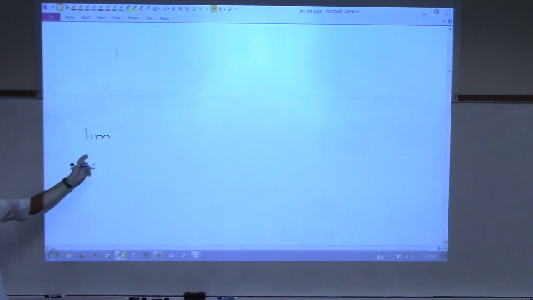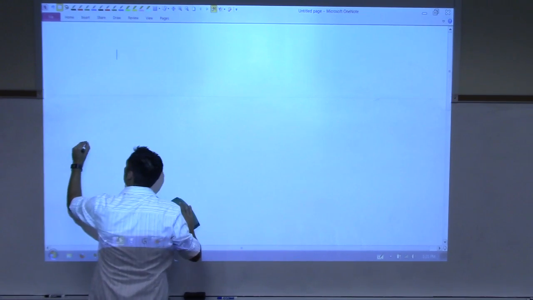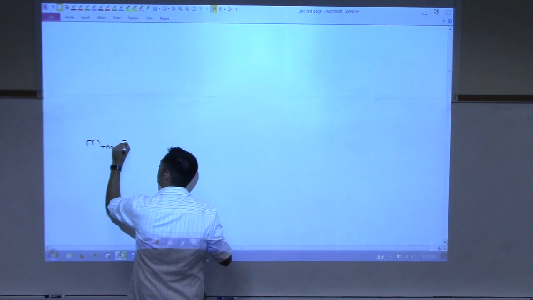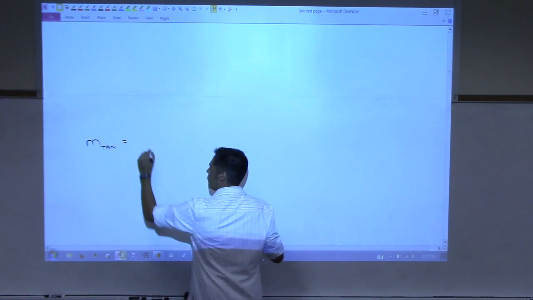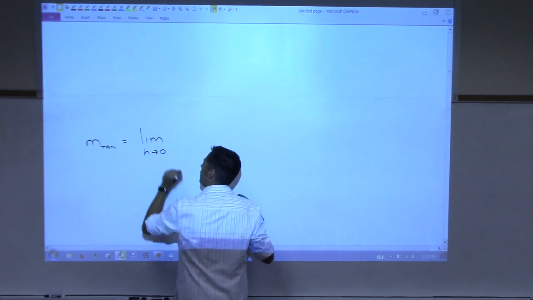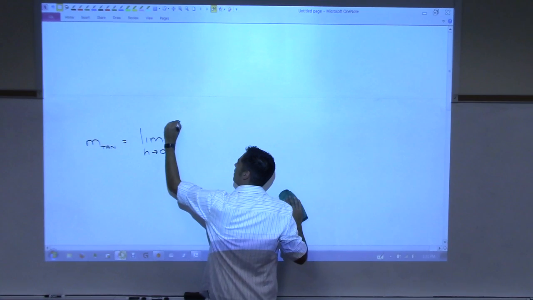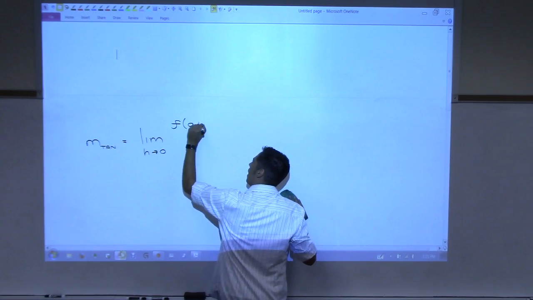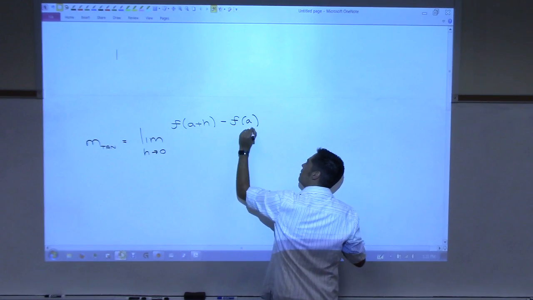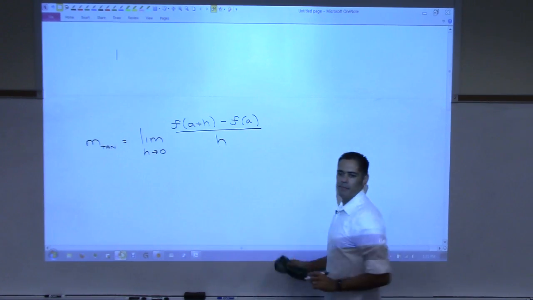What I want here is the formula for the slope of the tangent line to a curve. The limit as h approaches 0 of f of a plus h minus f of a, all over h. Okay, that's one of them.